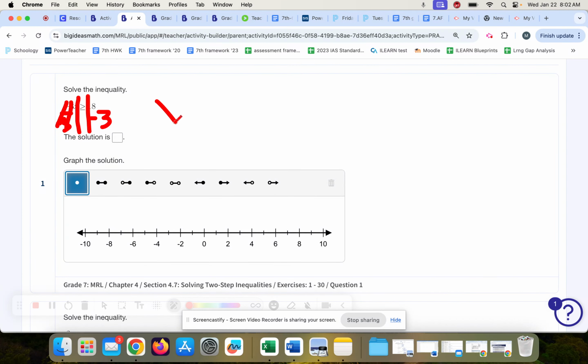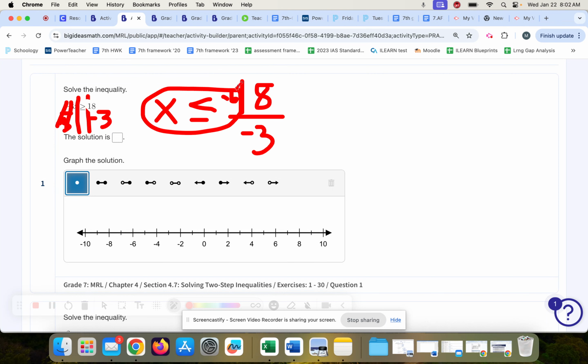I'm kind of out of room, but x is, the sign flips because you divided by a negative, less than or equal to, oh shoot, I think that was a negative there. Oh shoot, 18, sorry. So 18 divided by negative 3, and that's going to give you negative 6. So x is less than or equal to negative 6. That is your solution right there.